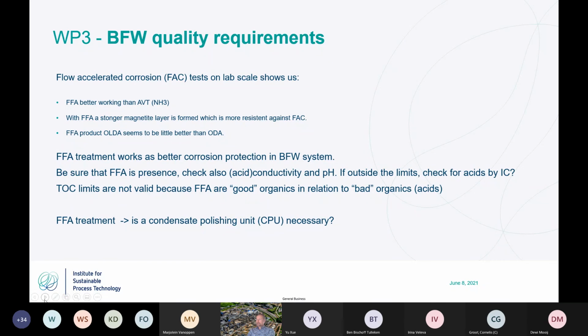Also, in a lot of guidelines, TUC is a guideline and also a limit that we have used on the Chemelot site, but that is not always valid when you use film-forming amines, because film-forming amines are organics that count towards the acids, which we don't want, but they are present. In our system, with film-forming treatment, a condensate polishing system is also necessary, because when we treat the complete system with film-forming amines, we don't want to use more than necessary, and we want to recycle these film-forming amines so we can spare some water.